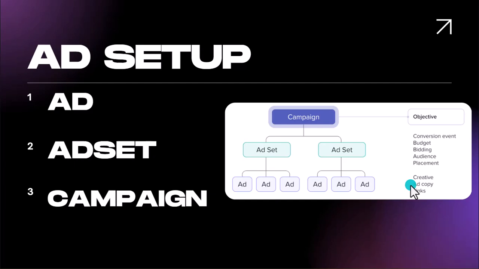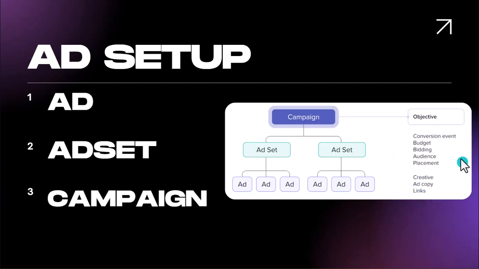Then the next one is the ad copy. For ad copy, this is the text that I told you about, so that you use your copywriting skills. This is what is called the ad copy. It's under the ad level, you're going to set it up. And the last one is the links. That's the link to your landing page. So this is where you're going to also set it up.